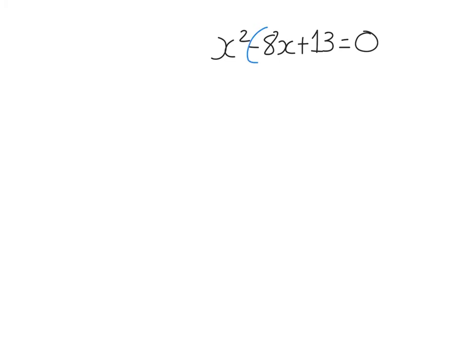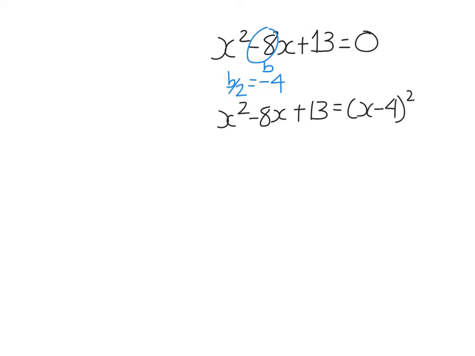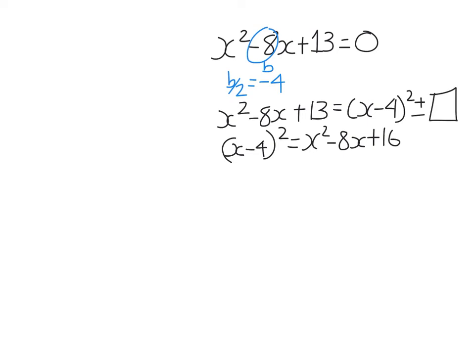So b, the number in front of x, is equal to minus 8. So b over 2 is equal to minus 4. So how does that help us? I want to write x squared minus 8x plus 13 as x minus 4 squared plus or minus some number. So x minus 4 all squared is x squared minus 8x, so the first two terms are right, but it has a 16 on the end.